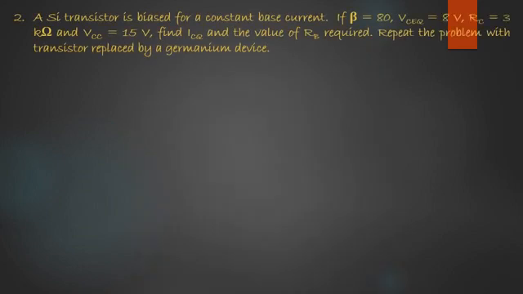The second problem states that a silicon transistor is biased for constant base current. That means it is biased using a fixed bias circuit. If beta is 80 and VCE is 8 volts, RC is 3 kilo ohm, VCC is 15 volts, we have to find out ICQ and also the value of RB, which has not been given in the problem. The problem has to be repeated if the transistor gets replaced by a germanium device.